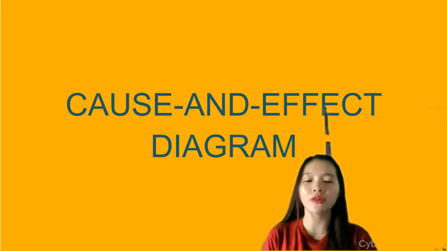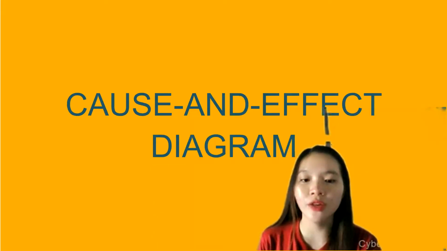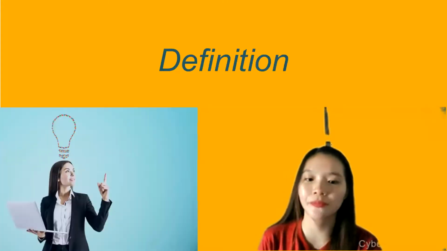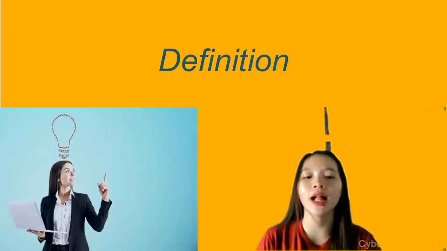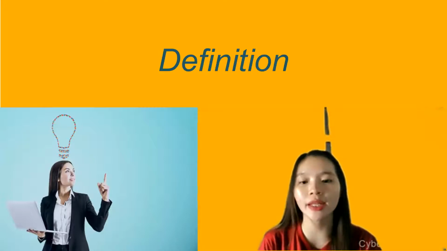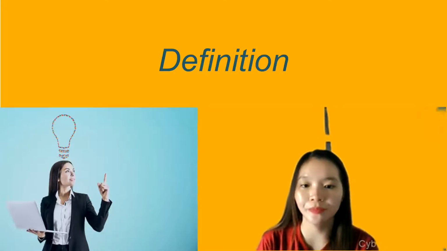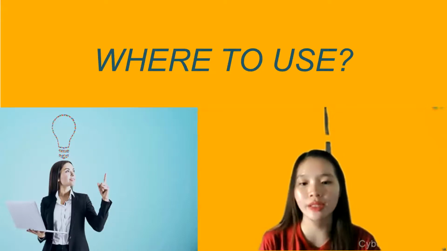Now we move to cause and effect diagram. Cause and effect diagram, what is it? It is a tool that helps identify, sort, and display possible causes of a specific problem or quality characteristic. And where to use it?